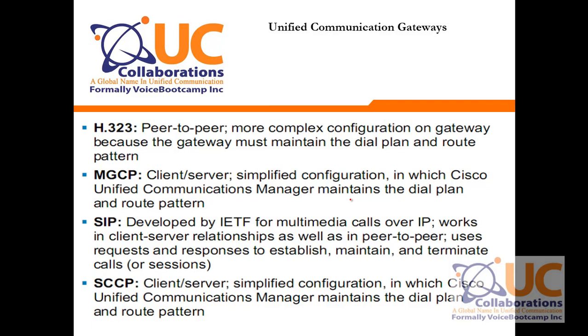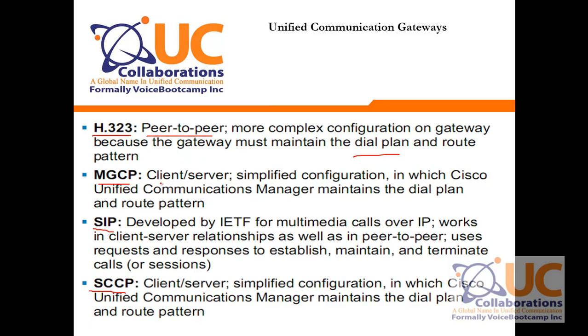Now that is the TDM side. Once the TDM side is dealt with, the next step is to configure the VoIP side. When two gateways communicate with each other, they must speak the same language, or protocol for that matter. So the choice of protocols that we have is H.323, MGCP, SIP, and SCCP. H.323 and SIP are both peer-to-peer technologies. What that means is that both gateways are required to maintain their own dial plan and route pattern, and both gateways act on their own. One gateway does not control the other gateway.